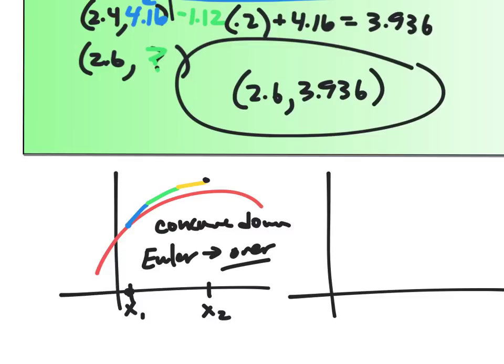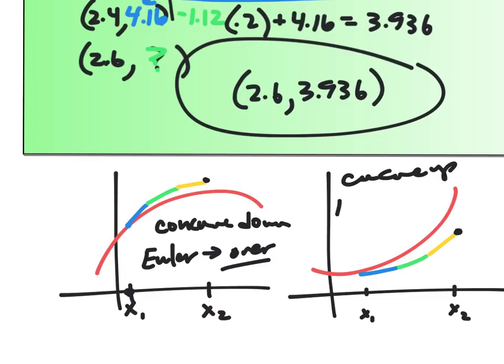If you have a function that's concave up, and I go from x1 to x2, and I start projecting my slopes at whatever number of intervals you have, your estimate will be an underestimate. So if it's concave up, then Euler gives an underestimate. All right, cool. Let's look at one more example and we'll call it a day.